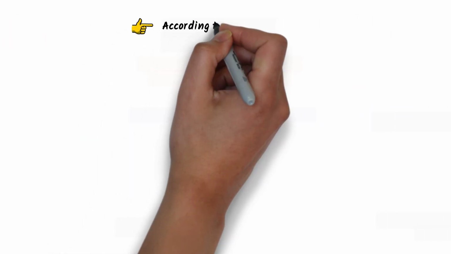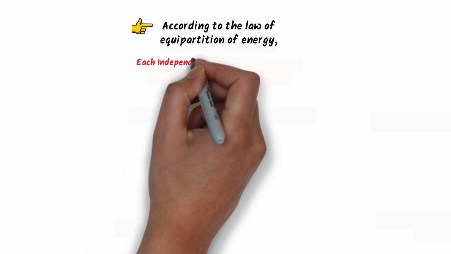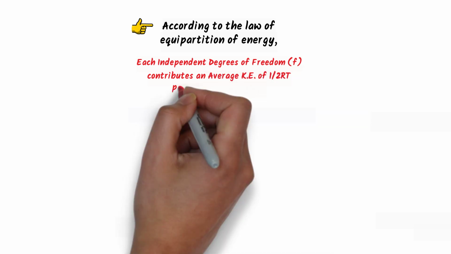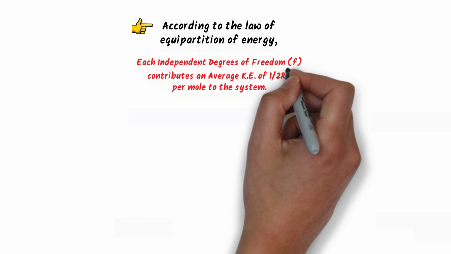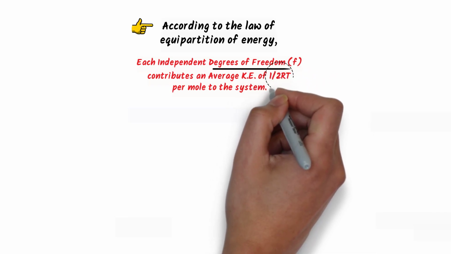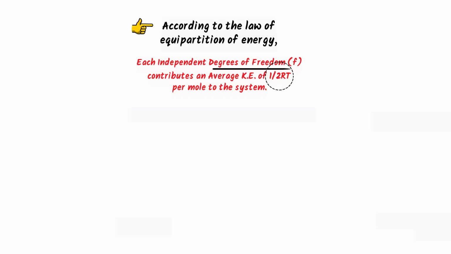Now, according to the law of equipartition of energy, each independent degree of freedom contributes an average kinetic energy of 1 by 2 RT per mole to the system. Degrees of freedom are nothing but the ways by which a molecule can move, that's translate, rotate or vibrate. This indicates that if the system has one independent degree of freedom, then that will contribute an average kinetic energy of 1 by 2 RT per mole to that system. And if it has two independent degrees of freedom, then that will obviously contribute 2 into 1 by 2 RT per mole to that system.